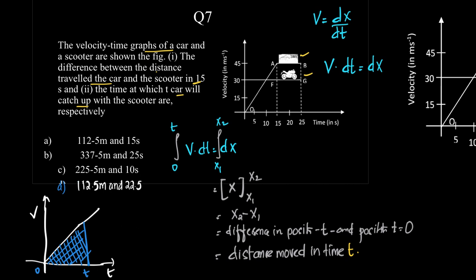So integral 0 to t of v dt means area under the graph from 0 to t. The conclusion here is that the area under the graph from 0 to t will give you the distance moved in time t. I repeat, area under the graph from 0 to t will give you the distance moved in time t. All right.